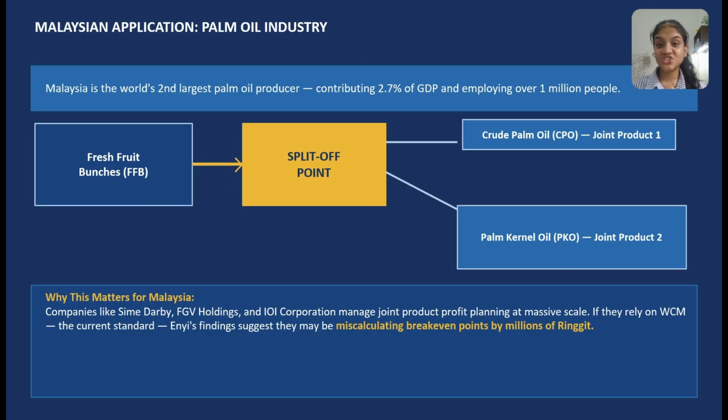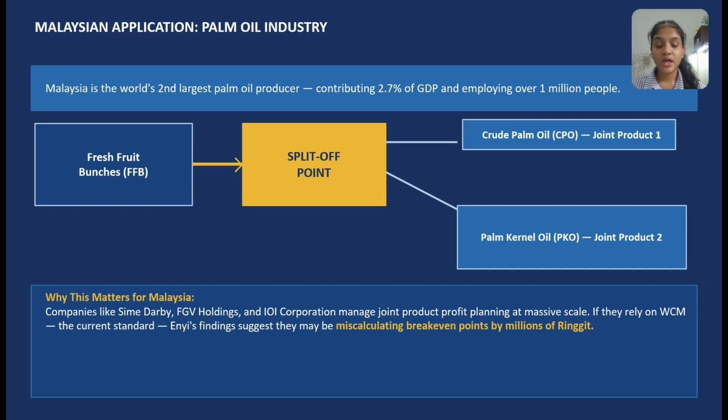Moving on to the Malaysian application. Now, why does this matter to us here in Malaysia? Malaysia is the world's second largest palm oil producer. When fresh fruit bunches are processed, they simultaneously produce crude palm oil and palm kernel oil, which are two distinct products from one single production process. This is one of the textbook examples of joint products.